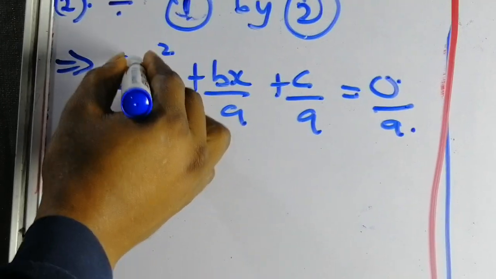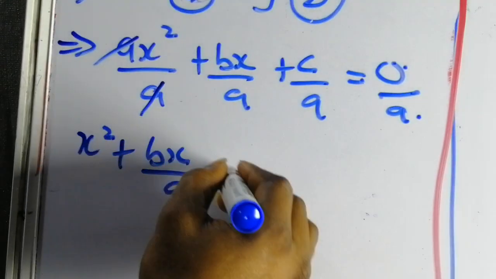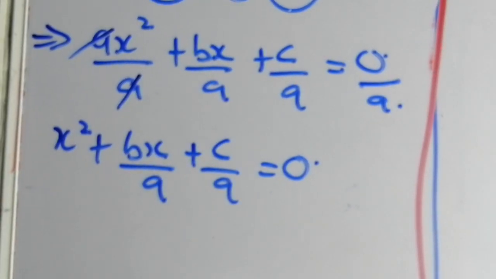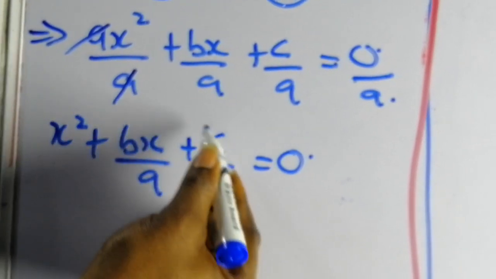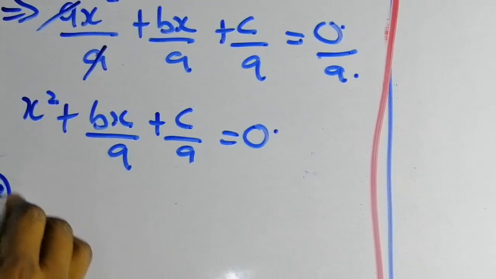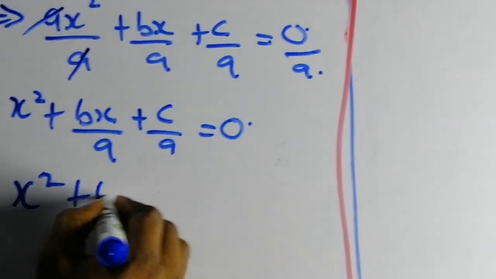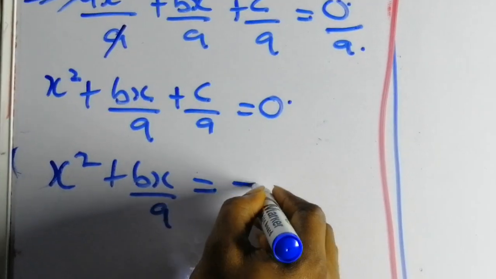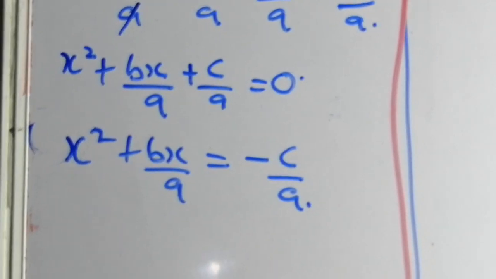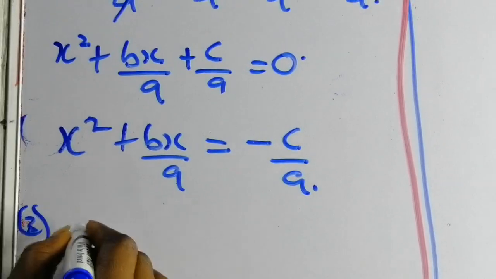So now, if you look at this one, a will cancel a. It will now be x squared plus bx over a plus c over a equals 0. Very simple. So at the end of the day, I can move this one with no x to the right hand side. That's step 3. I can rewrite this equation: x squared plus bx over a equals minus c over a. Don't forget, when plus is crossing the equal sign, moving to the right hand side, it changes to negative. So that's minus c over a.